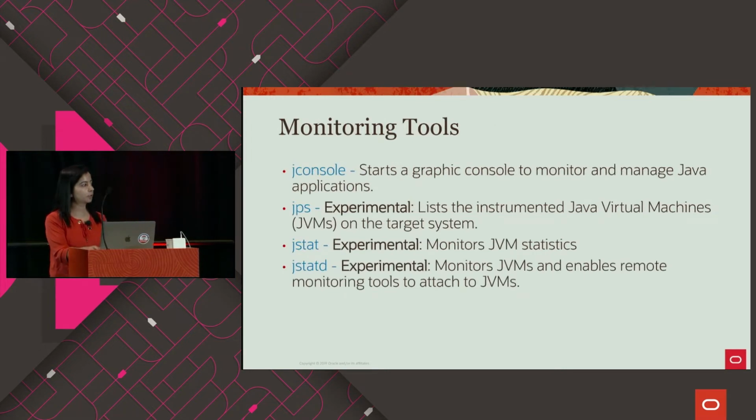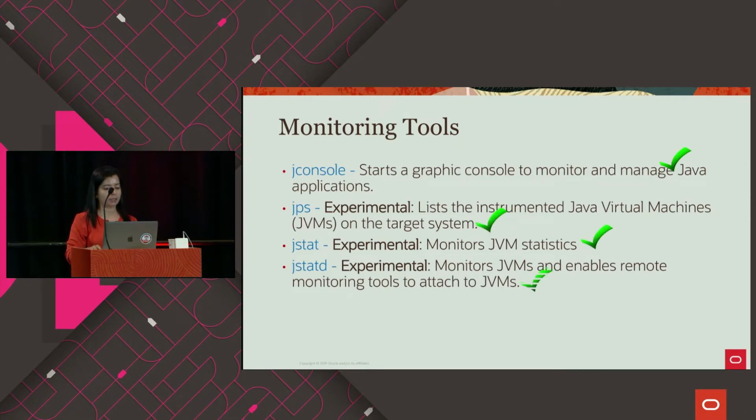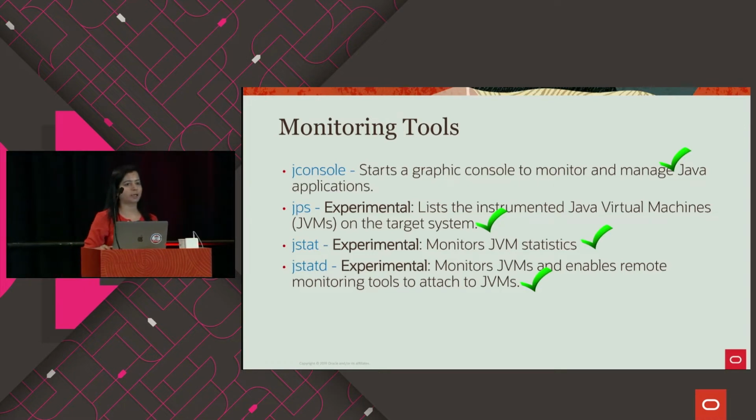These are the tools we looked at: JConsole, JPS, jstat, and jstatd. And you might have noticed that some of these tools are experimental and have been experimental for a number of years. This might change in future or might stay in the same status for a while.